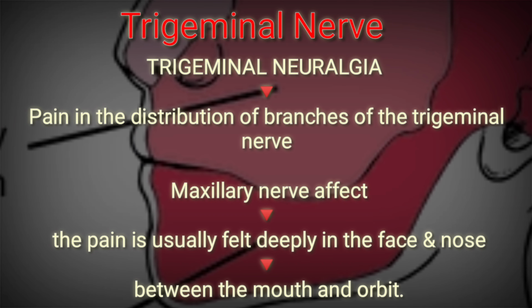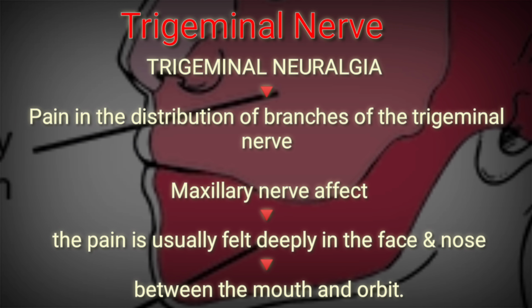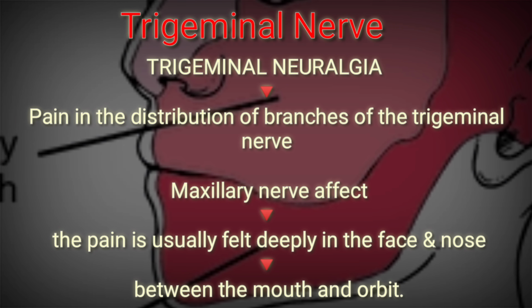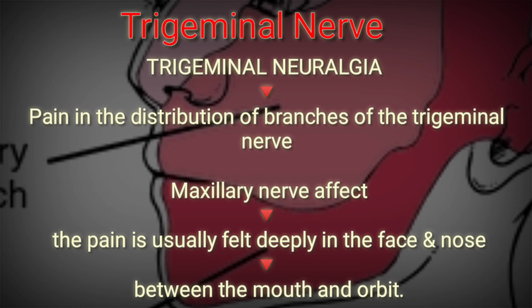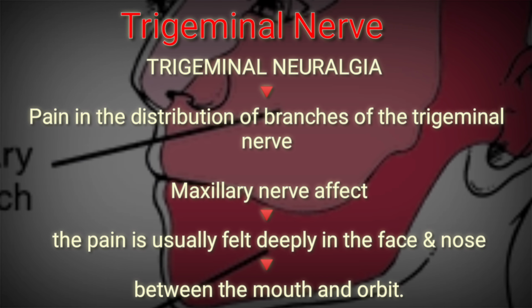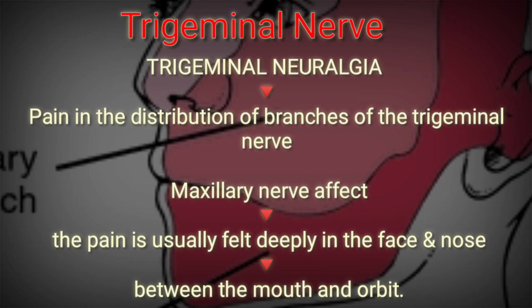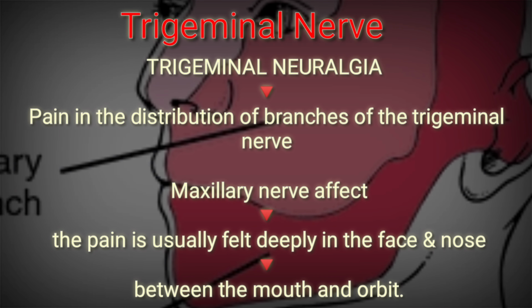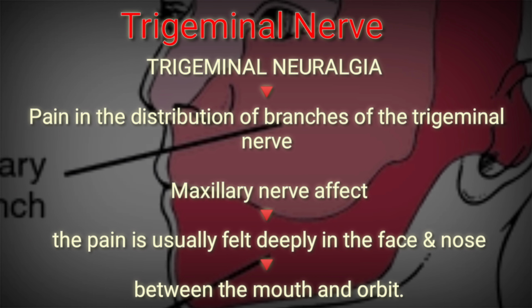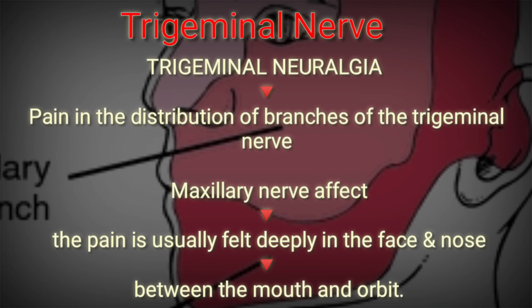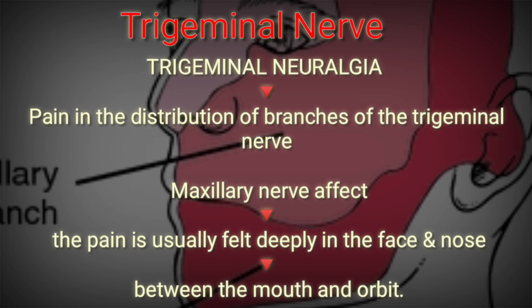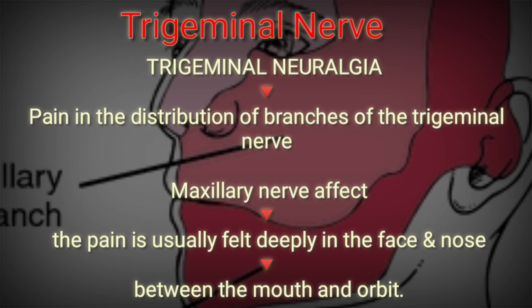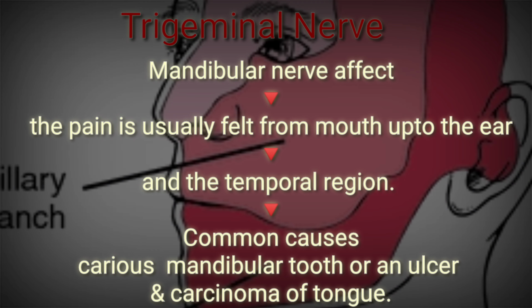Next, trigeminal nerve. Applied anatomy of trigeminal nerve. The trigeminal neuralgia, characterized by pain in the distribution of branches of the trigeminal nerve, is the most common condition which is affecting the sensory part of the nerve. With the maxillary nerve affected, the pain is usually felt deeply in the face and nose between the mouth and orbit. The cause of maxillary neuralgia is often neoplasms and empyema of the maxillary sinus.